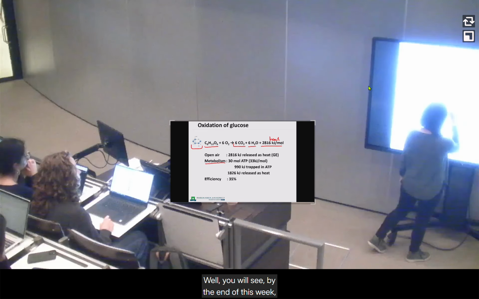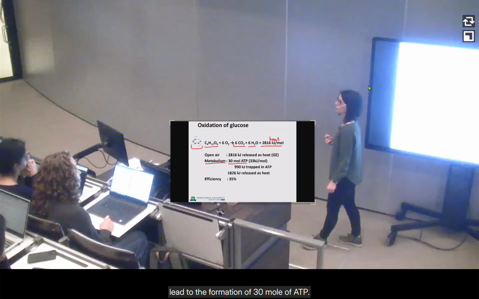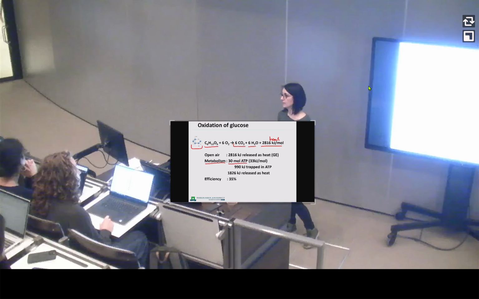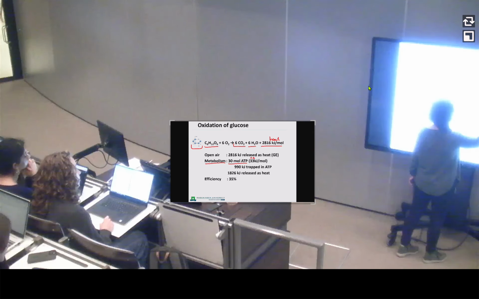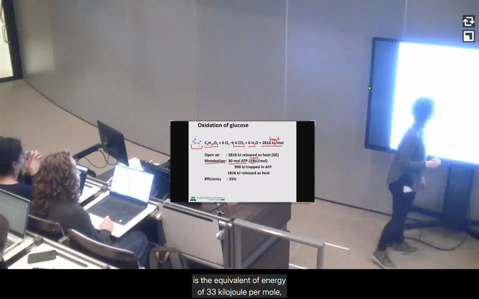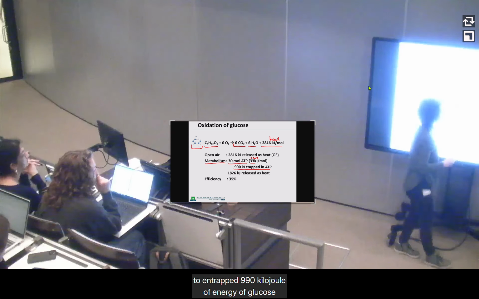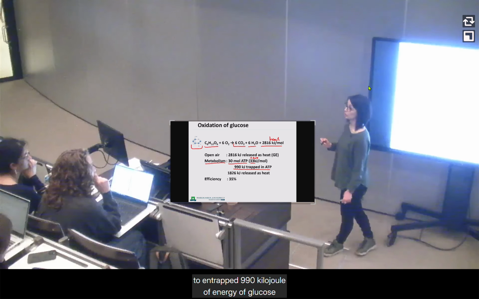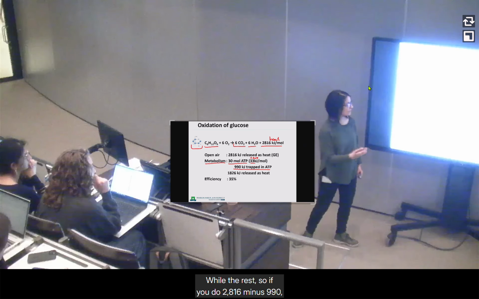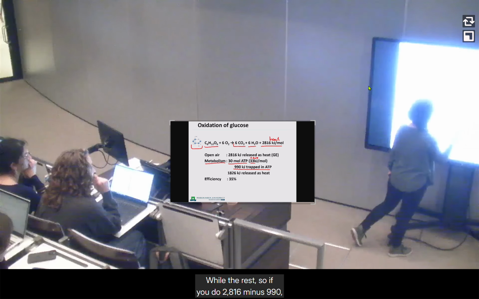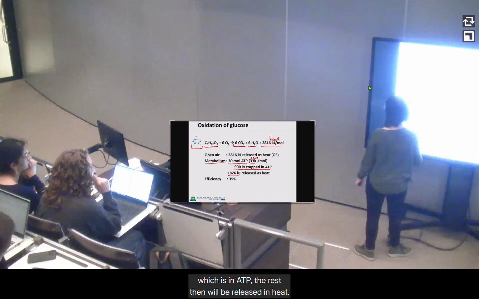Well, you will see by the end of this week that 1 mole of glucose in general leads to the formation of 30 mole of ATP. And since each mole of ATP is the equivalent of energy of 33 kilojoule per mole, it means that we are able in total to entrap 990 kilojoule of energy of glucose into ATP molecules. While the rest, if you do 2,816 minus 990, which is in ATP, the rest then will be released in heat.